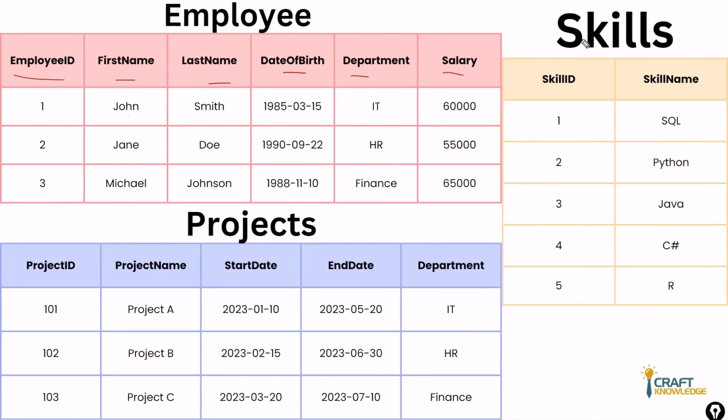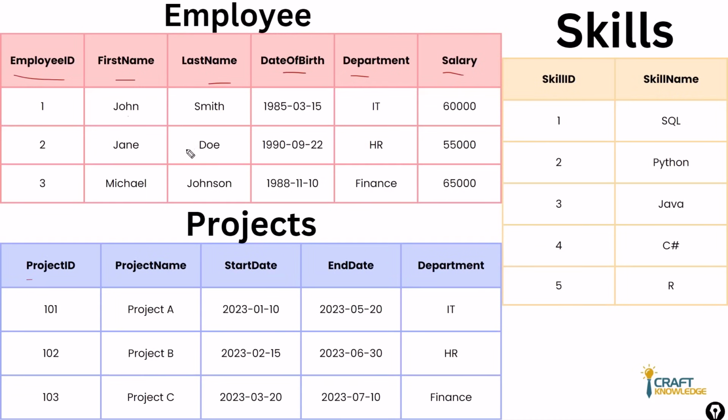And then talking about the skills. Overall, how many skills did we have previously? We had 1, 2, 3, 4, 5 skills, right? So we have listed those 5 skills over here with the skill name and skill ID. And here we have different projects. So we have a project ID, then project name, start date, end date, and department.